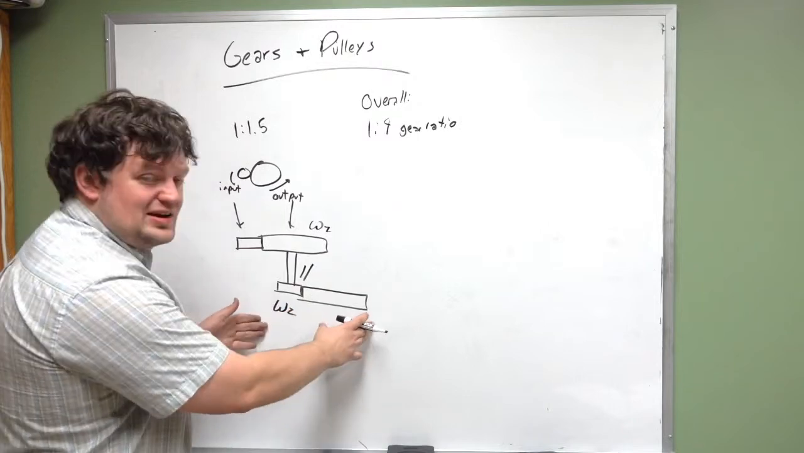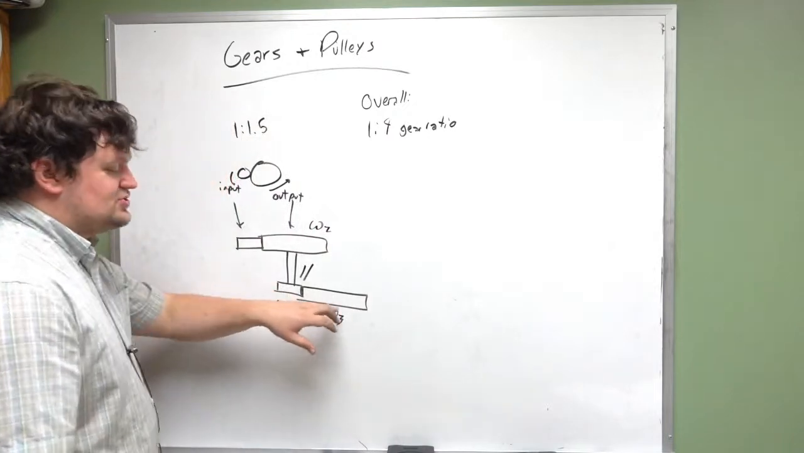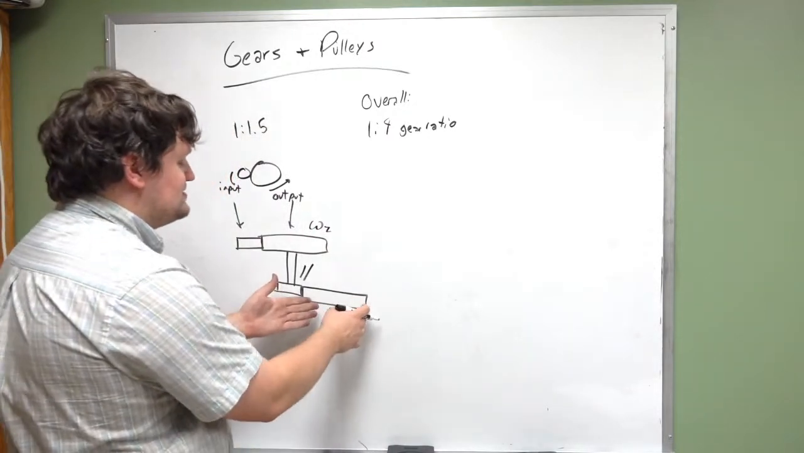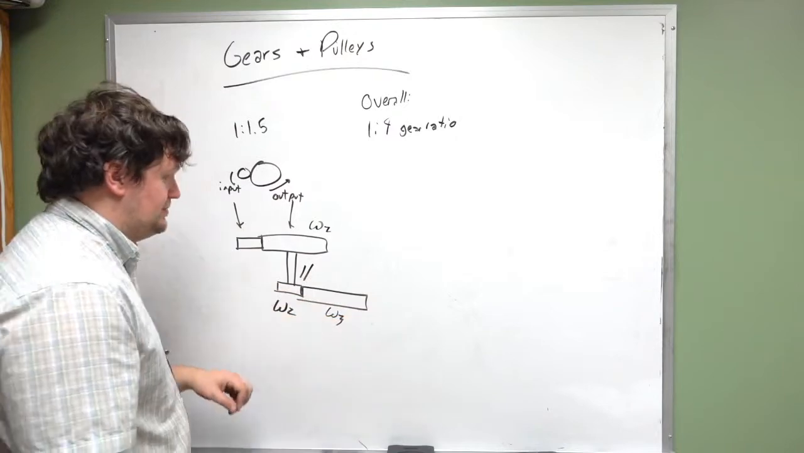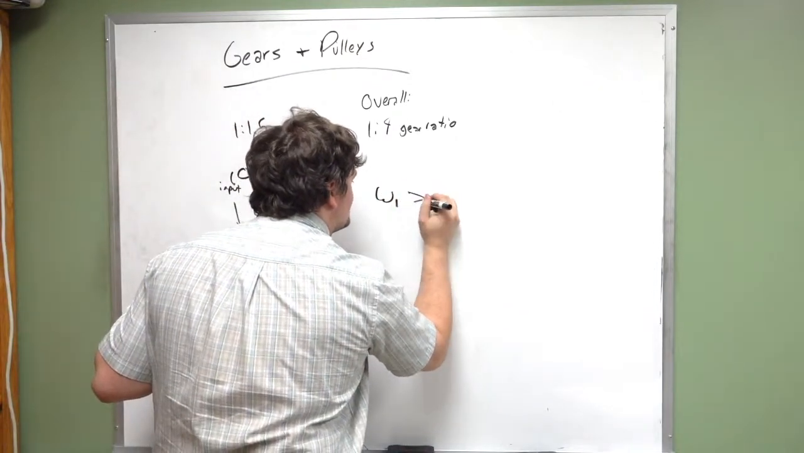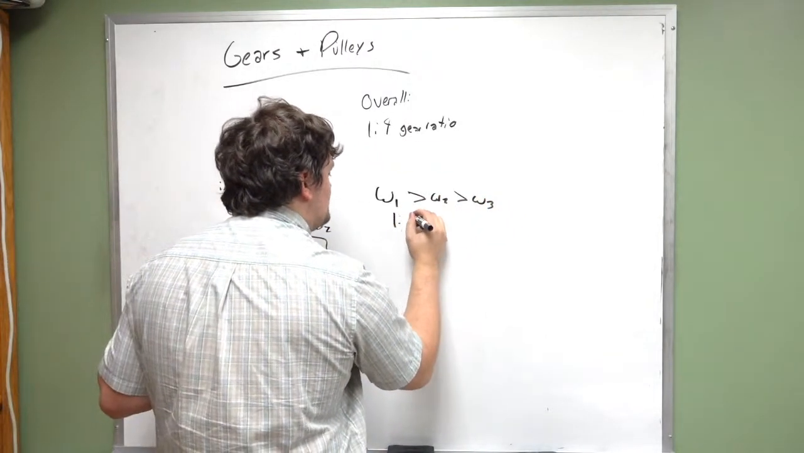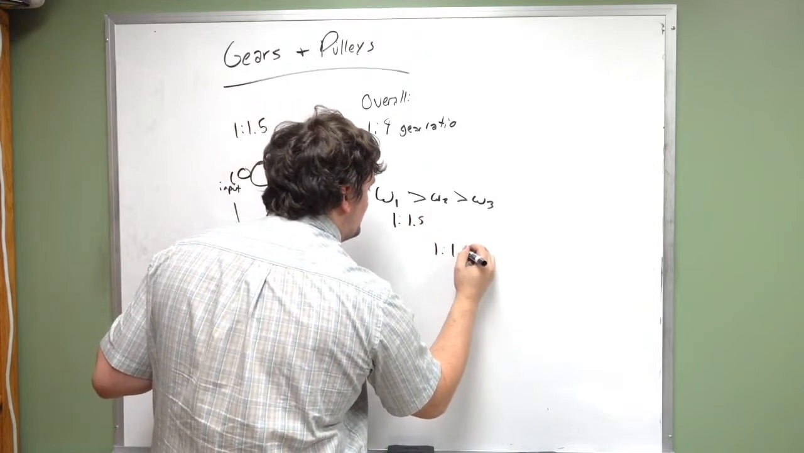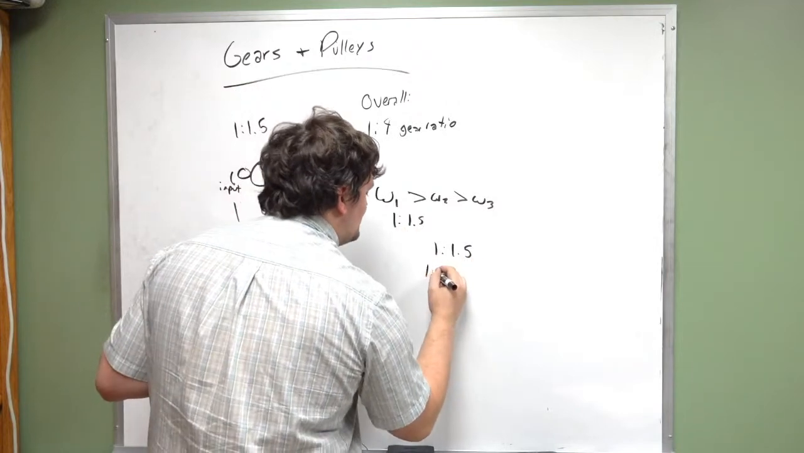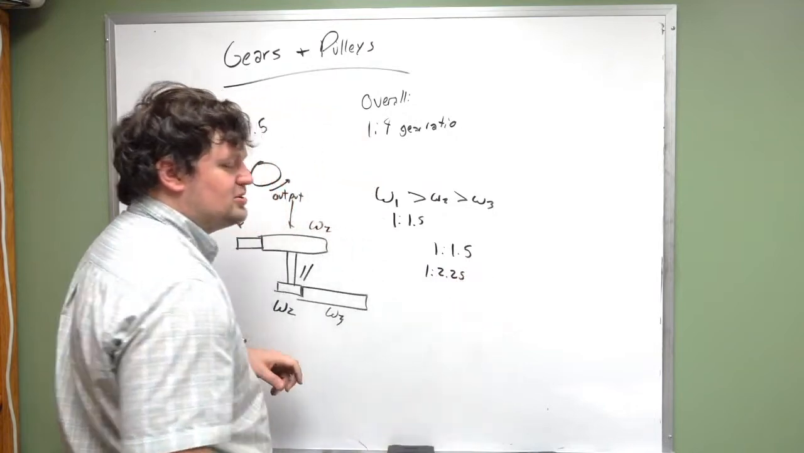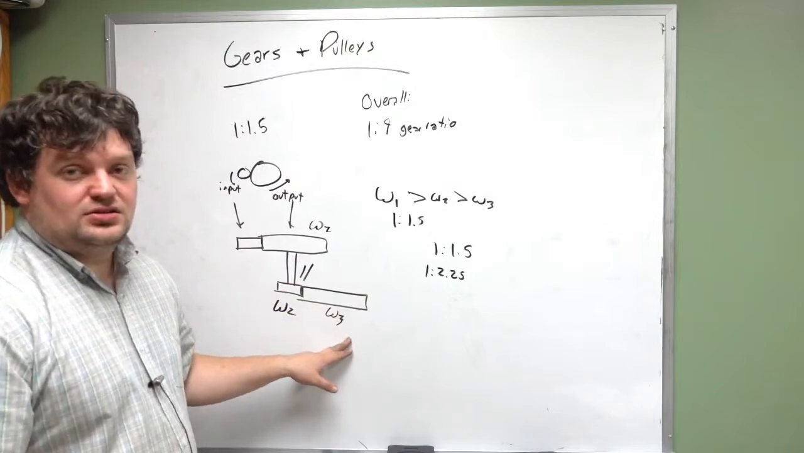Then this now gears with another gear, which travels at omega 3. And this gear is smaller than this gear, so this gear spins slower than this one, increasing the torque and decreasing the speed. So what we have here is omega 1 is greater than omega 2, which is greater than omega 3. The total gear ratio here is 1 to 1.5 and here is 1 to 1.5. So you end up with 1 to 1.5 times 1 to 1.5, which is a 1 to 2.25 gear ratio, just between here and here.